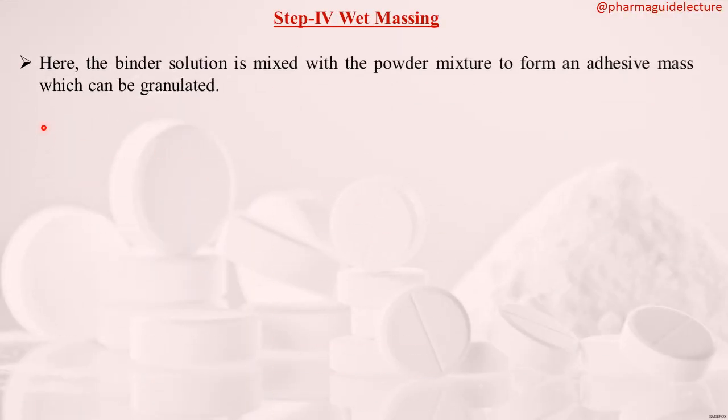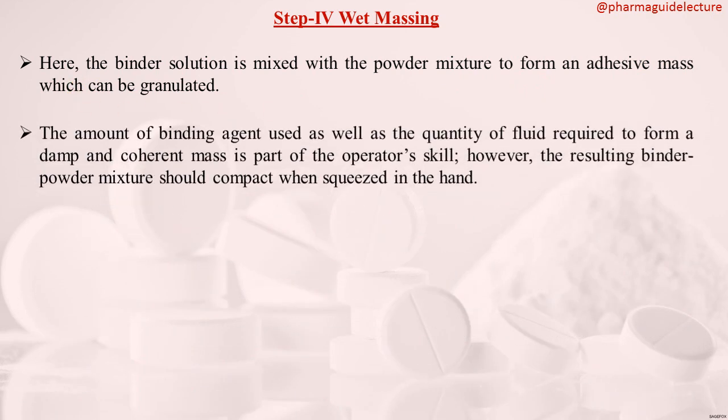Step 4 is wet massing. Here the binder solution is mixed with the powder mixture to form an adhesive mass which can be granulated. The binder solution is prepared and sprayed over the dry powder mixture to form an adhesive, damp, coherent mass which can be passed to the screen or which can be granulated.